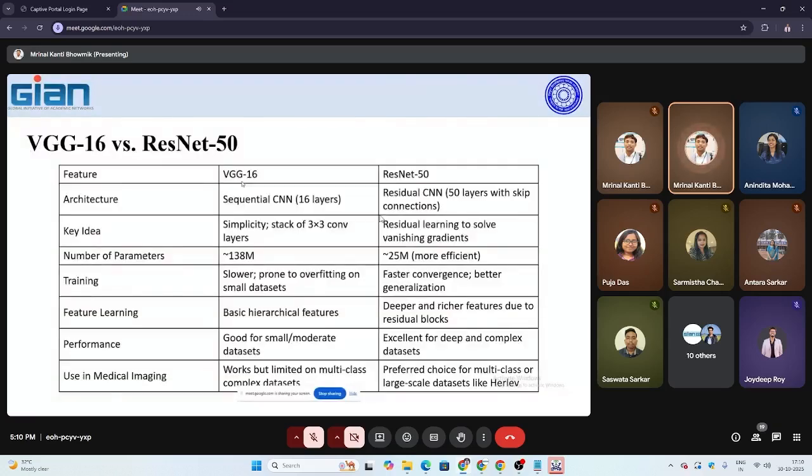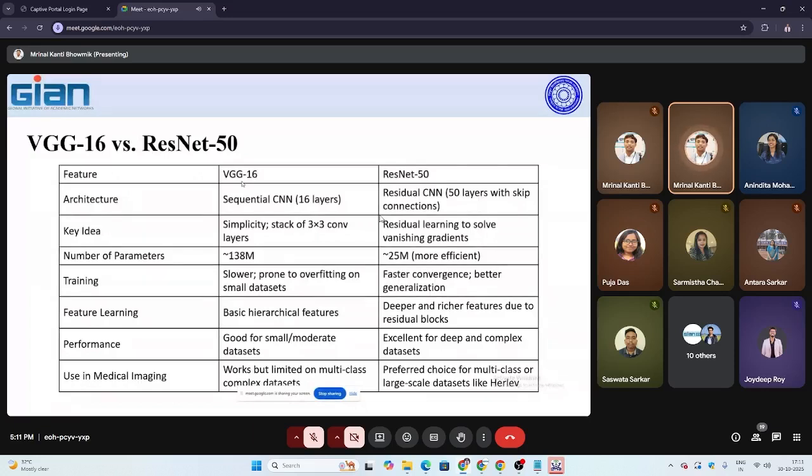Here is a short difference between VGG16 versus ResNet. As my earlier mate has explained about VGG16, it is a sequential CNN architecture which carries 16 layers. It stacks 3x3 convolution layers to learn features hierarchically. While it works reasonably well, it has a huge number of parameters, around 138 million, and can overfit on smaller, complex datasets.